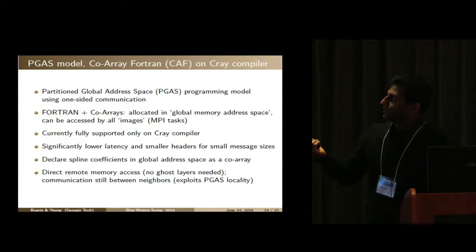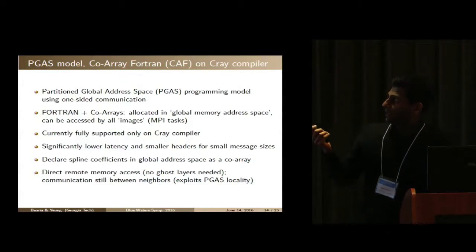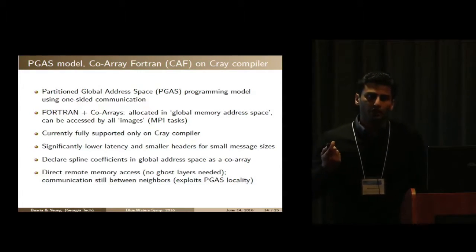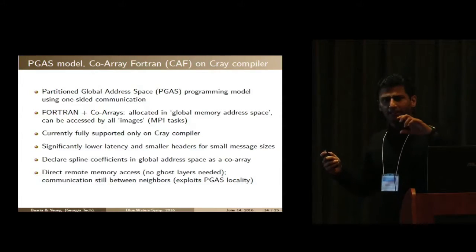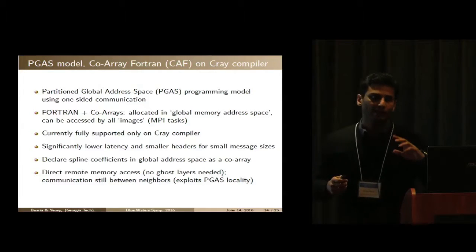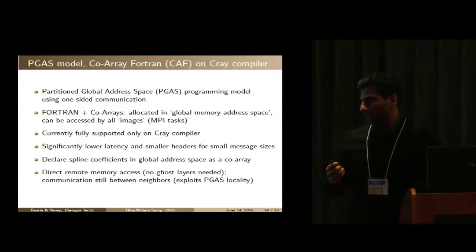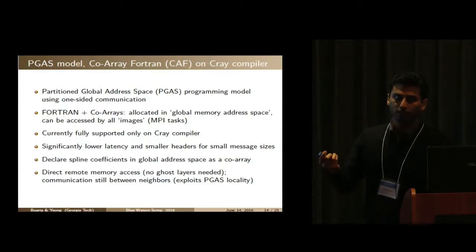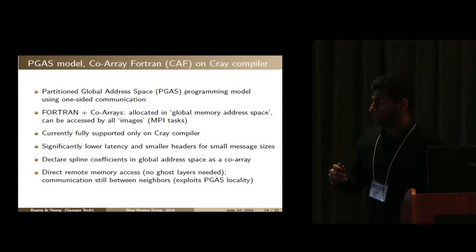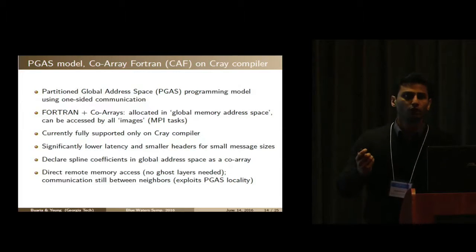So as you may know, Coarray Fortran is a partitioned global address space programming model, and co-arrays are allocated in the global space, with just an extra array index called the image index, where you can fetch data using one-sided communication. As far as I know, it's currently only fully supported on the Cray compiler among all the big compilers on all the major supercomputers. And the best thing about it is that it's perfect for small message sizes.